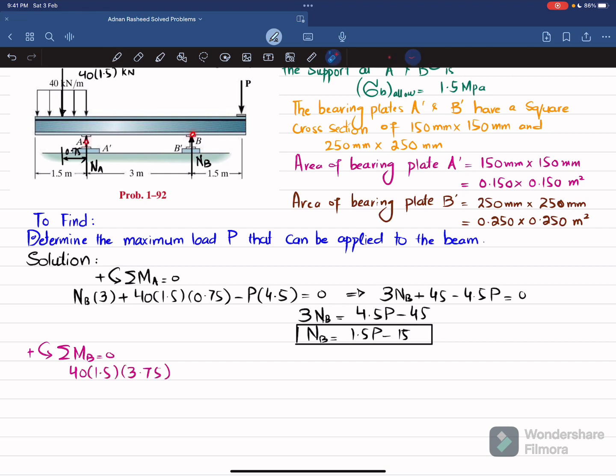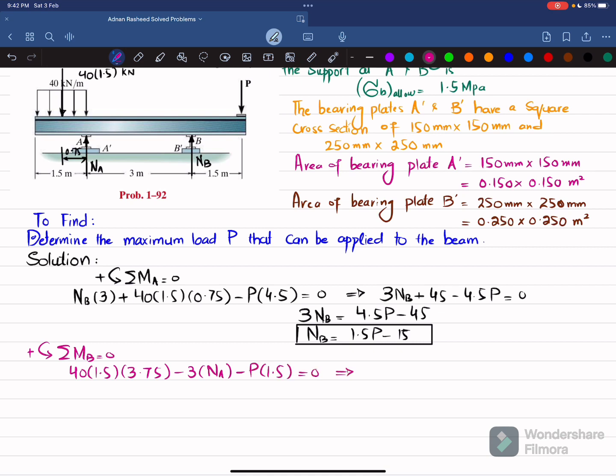The second moment about point B is due to this NA, and the perpendicular distance is 3 meter, and this is producing clockwise moment, so it will be negative. So I will write minus 3 times NA. The last moment is due to this P load, and the perpendicular distance is 1.5, and this is producing clockwise moment, so it will also be negative. So I will write minus P times 1.5 is equal to 0.